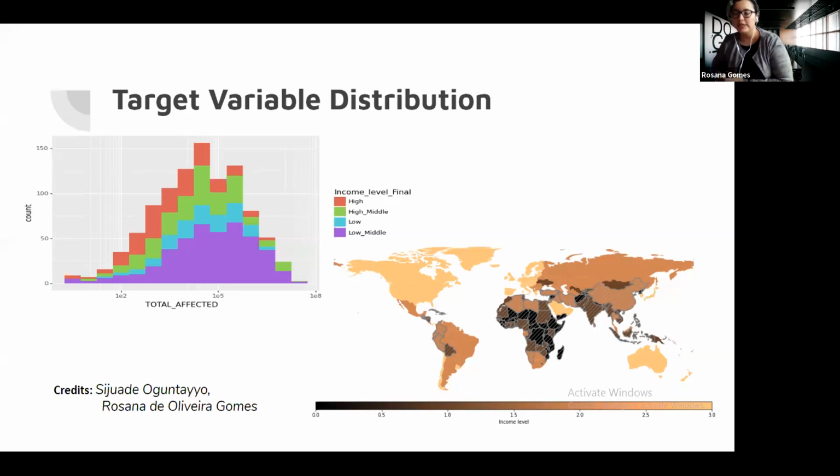So most of the cyclones that we have available will peak, will have an affected population of about 100,000. But of course they can have higher affected population. In this case it is usually associated to stronger cyclones or more vulnerable regions.